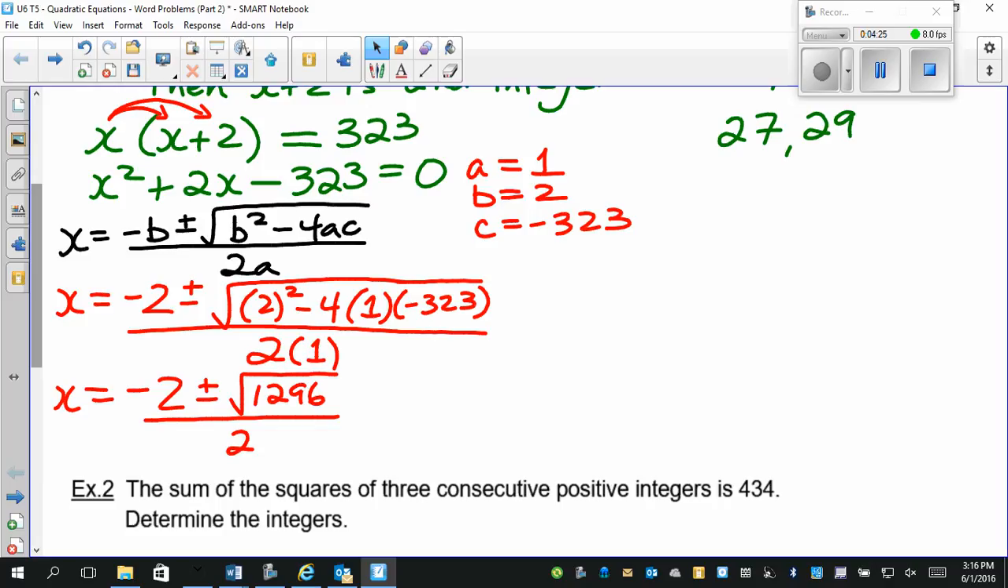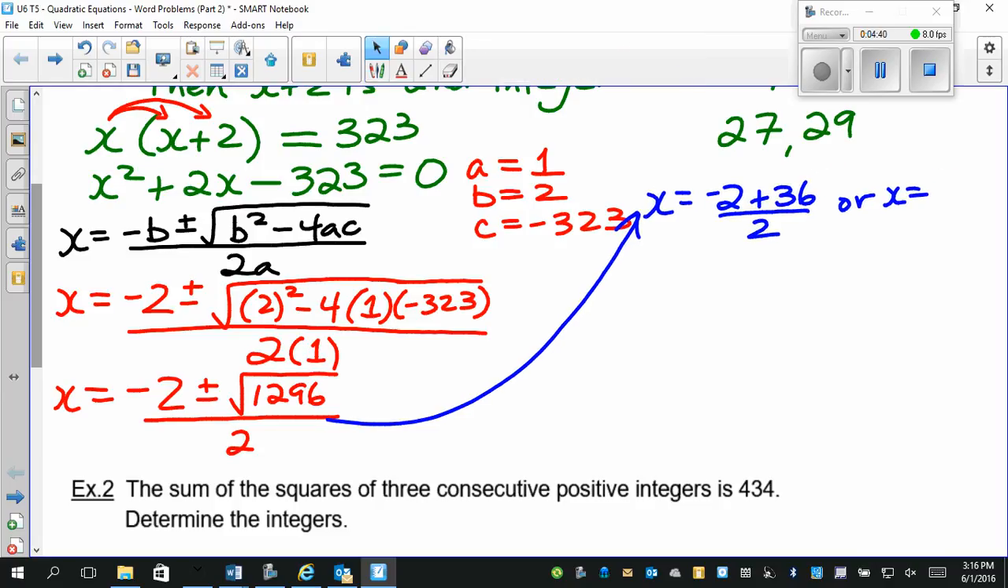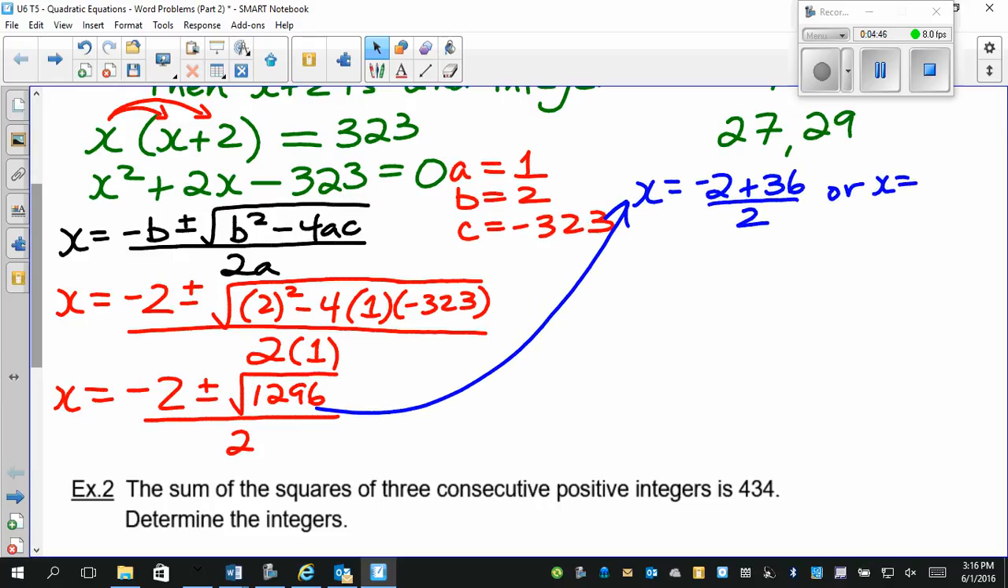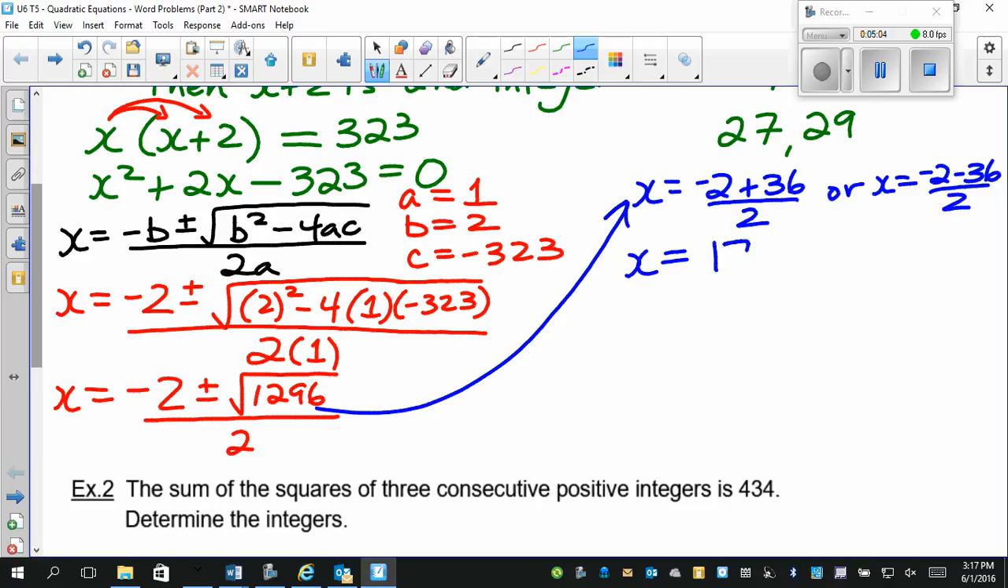So my two possible answers here for x are x equals negative 2 plus 36 over 2, or x equals, let's see if I can move these guys. Awesome. So x equals negative 2 minus 36 over 2. So x equals, and when I simplify that part, I'm going to get 17 or x equals negative 19.